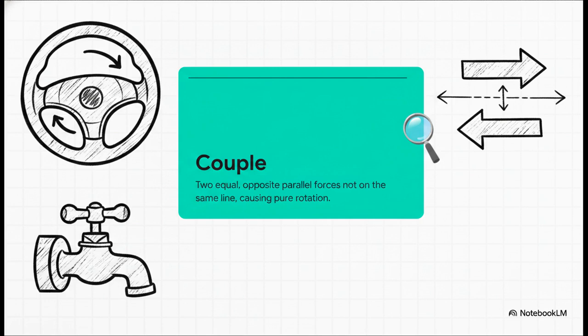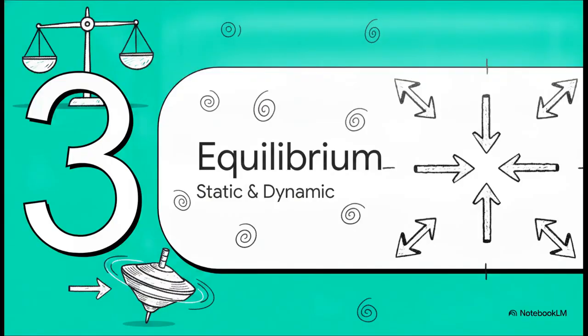This creates pure rotational motion without pushing the whole thing forward. The moment of a couple is just that force multiplied by the total perpendicular distance between the two forces. Pretty elegant, right? Moving on to Section 3, equilibrium, both static and dynamic.